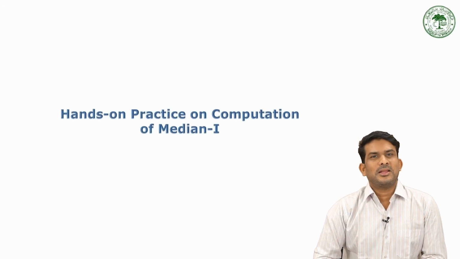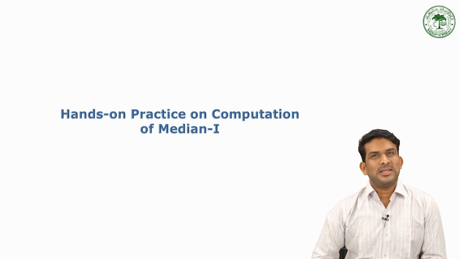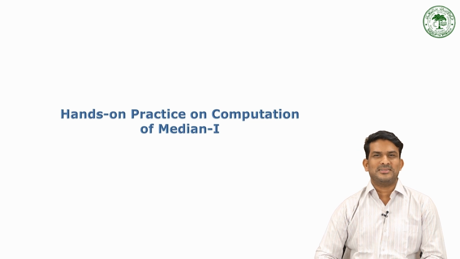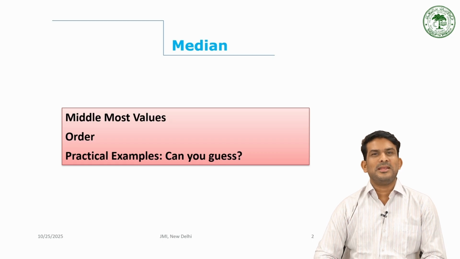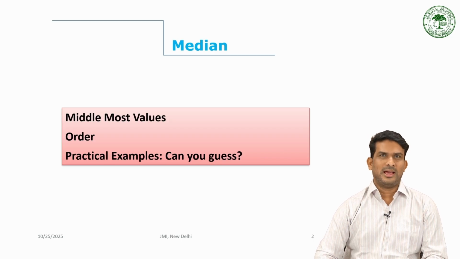Dear students, now let us have a discussion on how to compute median. We have two videos in this regard. Let me come to median. You got clarity regarding various measures of central tendency: arithmetic mean, median and mode. What is actually median? It is considered as the middlemost value. Medians are middlemost values when your observations are arranged in any order, either ascending or descending.